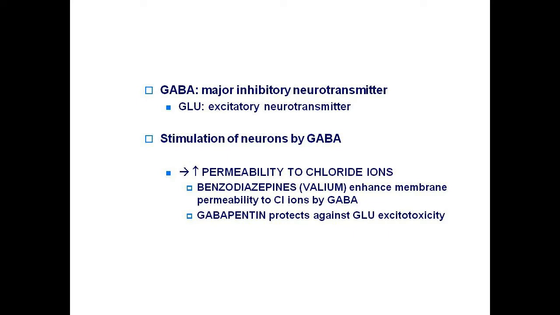And then there is this drug gabapentin. It actually protects against glutamate excitotoxicity, and it is an anti-convulsant medication which is used as an adjunct treatment for epileptic seizures. Now the next bioactive amine is histamine.